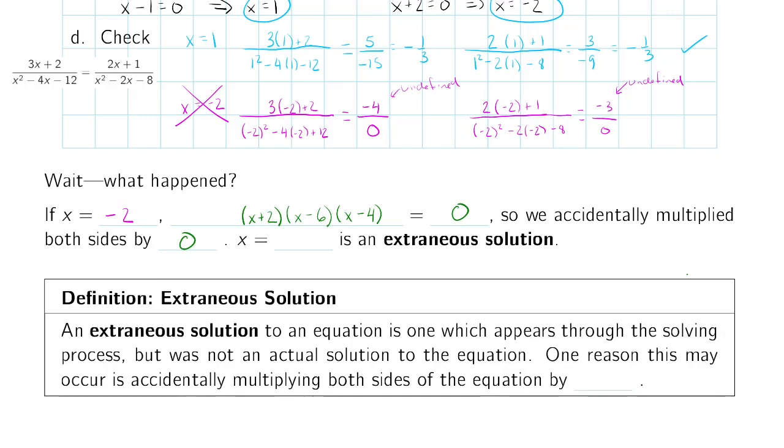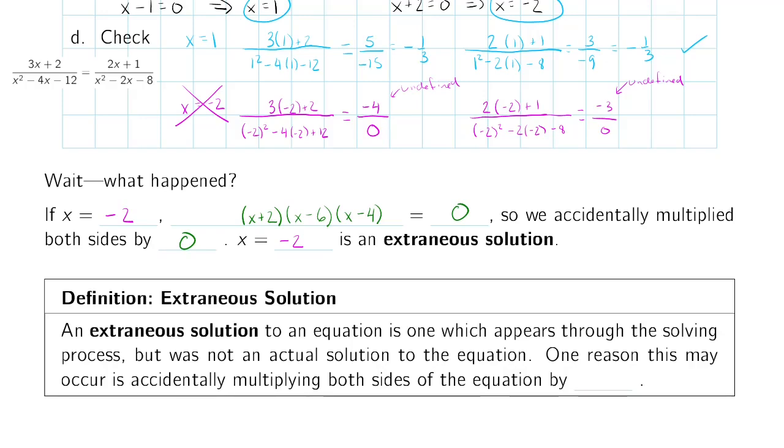Obviously, if we multiply both sides of an equation by 0, we're going to get 0 equals 0, which is true, but not interesting. So that number that showed up as a solution in the process, but only showed up because we multiplied both sides by 0, x equals negative 2, is what's called an extraneous solution to this equation. An extraneous solution is one that shows up in the solving process, but wasn't actually a solution to the equation.